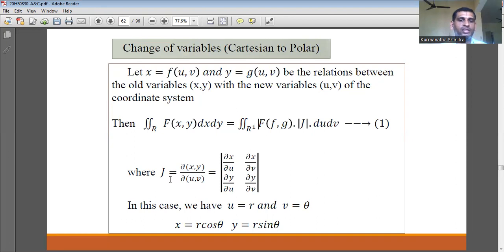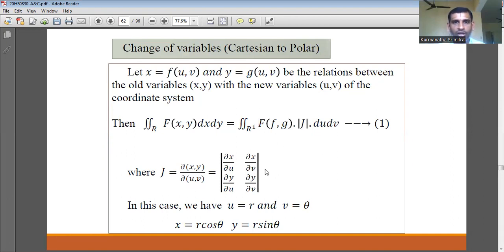The Jacobian is dou of x, y by dou of u, v. It is the process to find the Jacobian. Here we use the determinant: dou x by dou u, dou x by dou v in the first row, and dou y by dou u, dou y by dou v in the second row. By calculating the determinant of these four entries, you get the Jacobian, and we substitute the modulus of the Jacobian, the absolute value, in the formula.